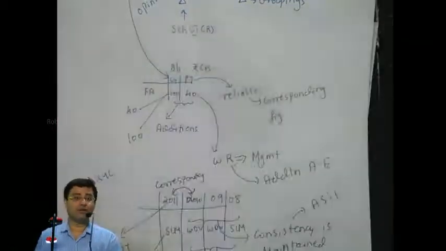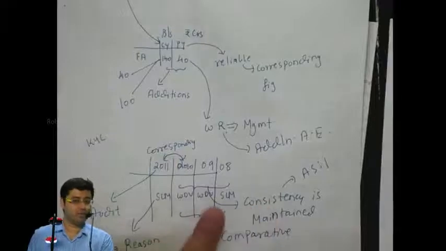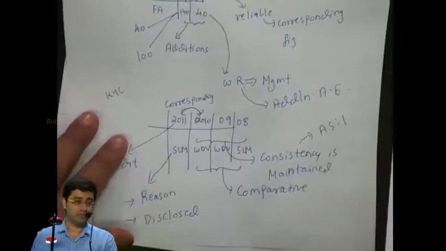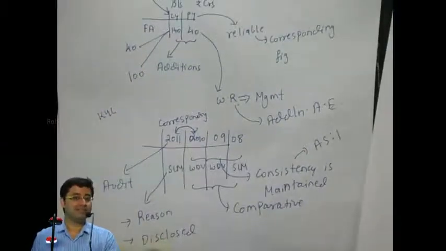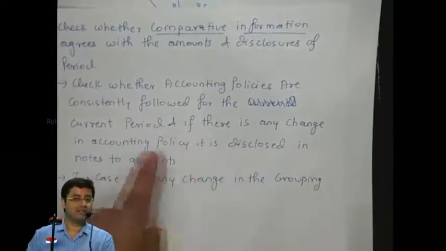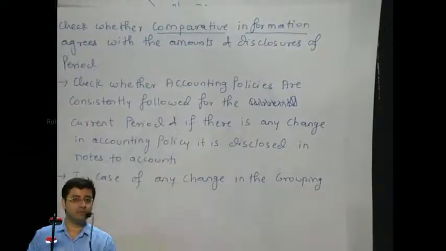See, I told you that if there is a change in accounting policy, first of all, it has to be a consistent accounting policy, and if there is a change, you should ask the management the reason why you are changing such accounting policy, and have you disclosed this reason or not in the notes to accounts. That also is a job of the auditor. And if there is any change in accounting policy, it should be disclosed in notes to accounts.